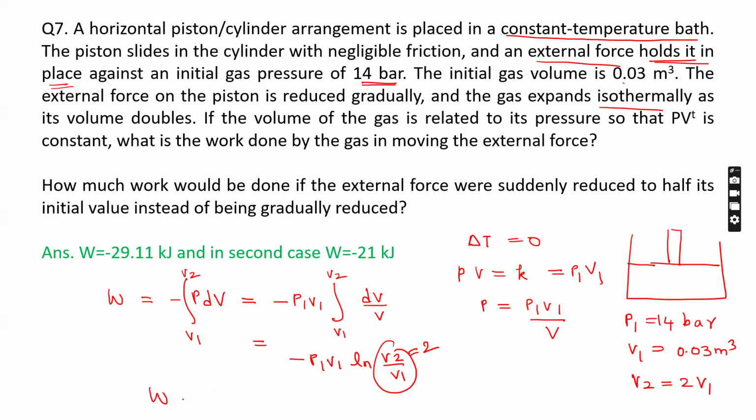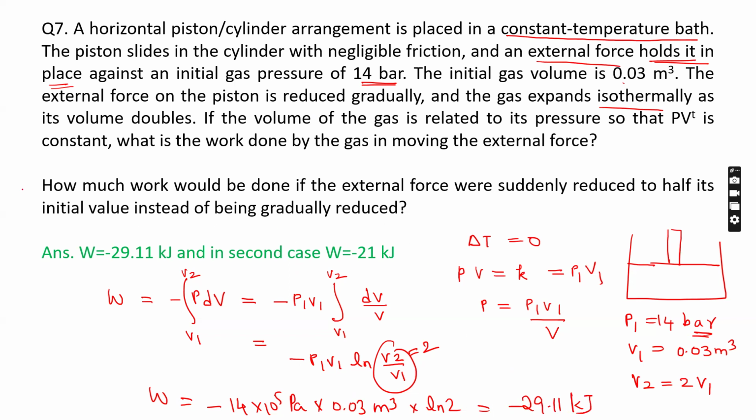So we get work is equal to minus P1, which is 14 into 10 power 5 Pascal, since here it's mentioned in bar, into 0.03 meter cube into ln 2. This gives us minus 29.11 kilojoules.